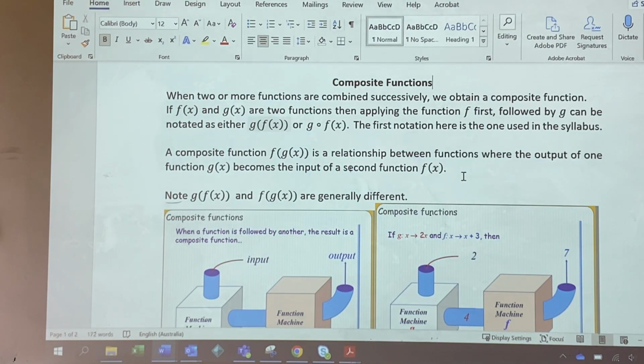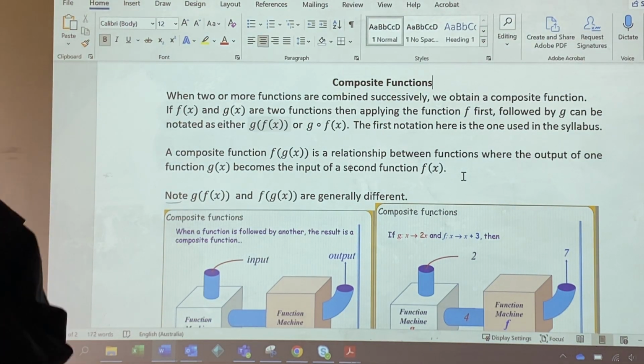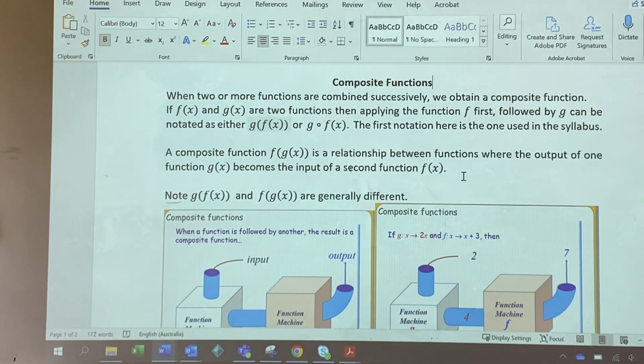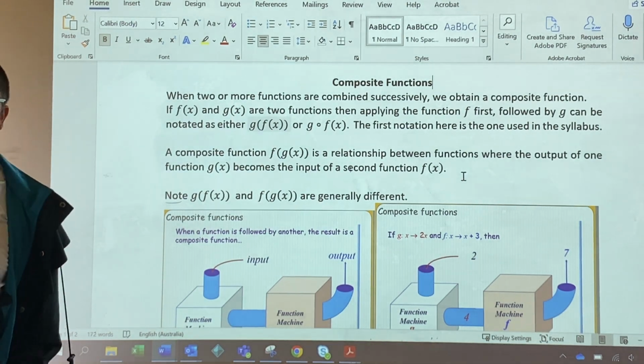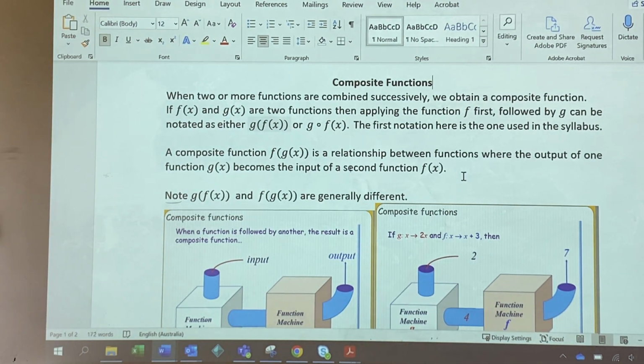Okay. All right, let's get started. So today we're going to do composite functions, which we haven't done before, right? It's a new concept. It looks confusing, but I'll try to make it as simple as possible to understand.